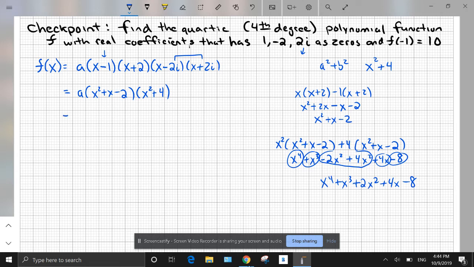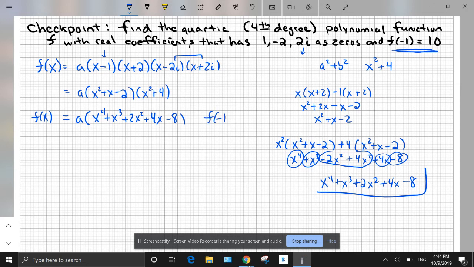All right, so let's go ahead and write it over here. So we have a times, and then we're going to write this: x to the fourth plus x cubed plus 2x squared plus 4x minus 8. And now we get this last piece of information of f of -1 is equal to 10. So x is equal to -1 and f of x is 10. So here we're going to put 10. So now we're going to solve for a.